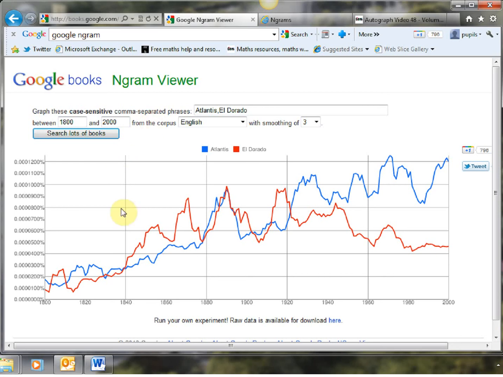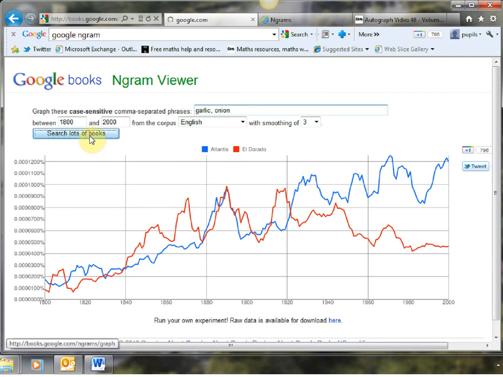So the one that's defaulted here on the home page is the Atlantis versus El Dorado, and there's the relative frequencies, and we can see when they start taking over each other. But let me throw in some of my favourites that I've discovered. So here's a good one, garlic versus onion. So the relative frequency of those two words in books over the last 200 years.